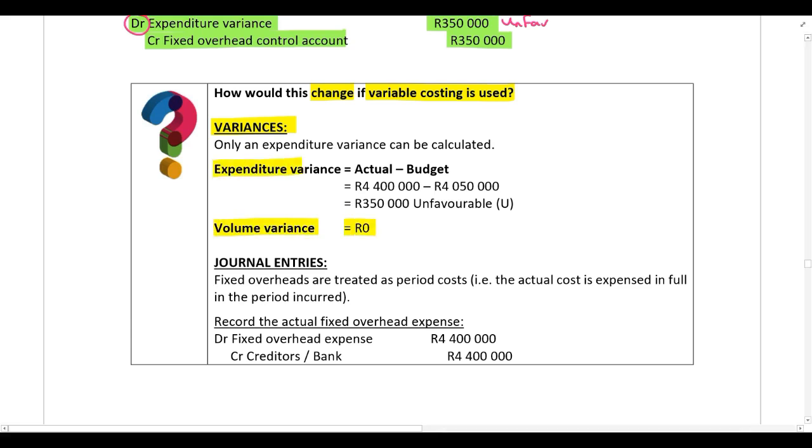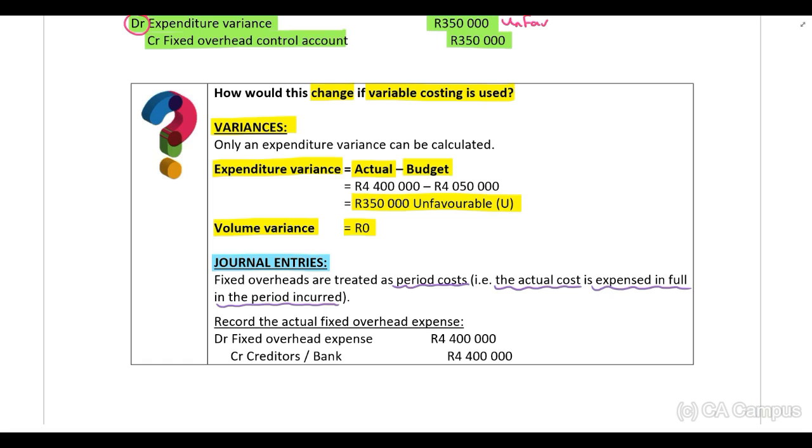We can only calculate an expenditure variance, and it's calculated in exactly the same way as we did when absorption costing was used. It's the difference between the actual cost and the budgeted cost. You can see it ties in perfectly. How would your journal entries change? Remember, when variable costing is used, fixed overheads are not included in the value of inventory. They are treated as period costs. So the actual cost is expensed in full in the period incurred.